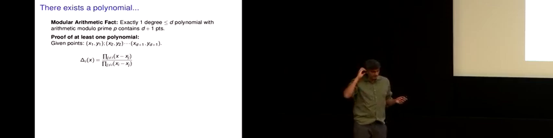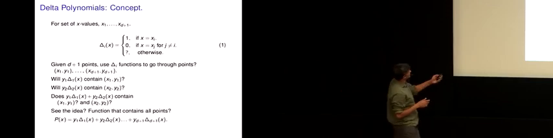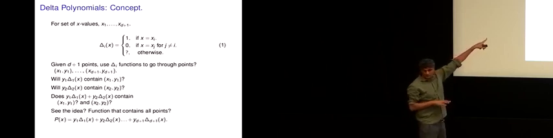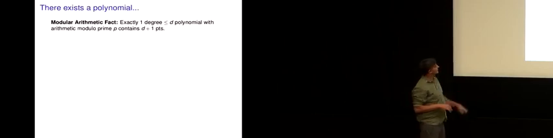Okay. So now this is the proof. We want to prove this modular arithmetic fact. We want to say that given these points, there is a polynomial that goes through them all. And now it gets a little scary. But before, I didn't actually give you the polynomial here, right? I just said if they exist, then we're good. Okay?